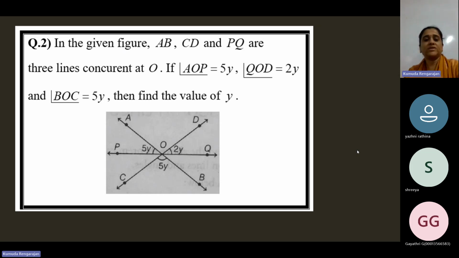All right. So in the given figure, AB, CD, and PQ are three lines concurrent at O. Why is it concurrent? Now you understand. Concurrent at O. The rest you can understand. It should be a double R in concurrent, if I'm not wrong.